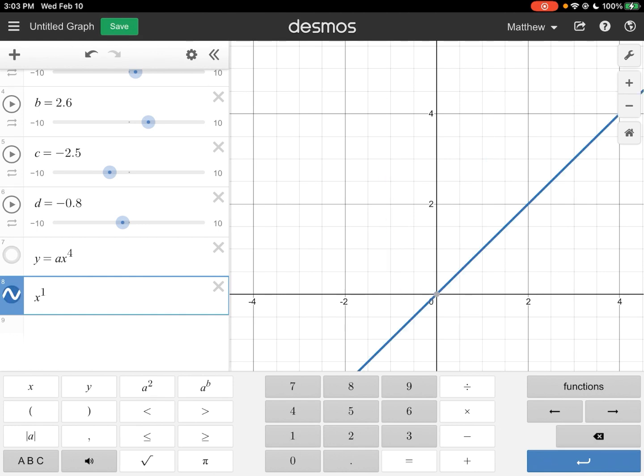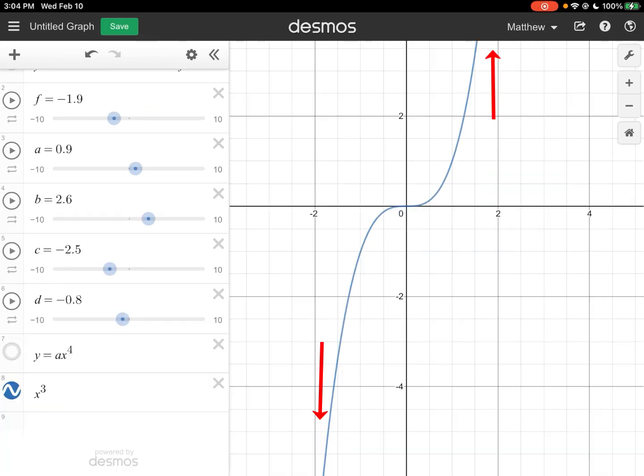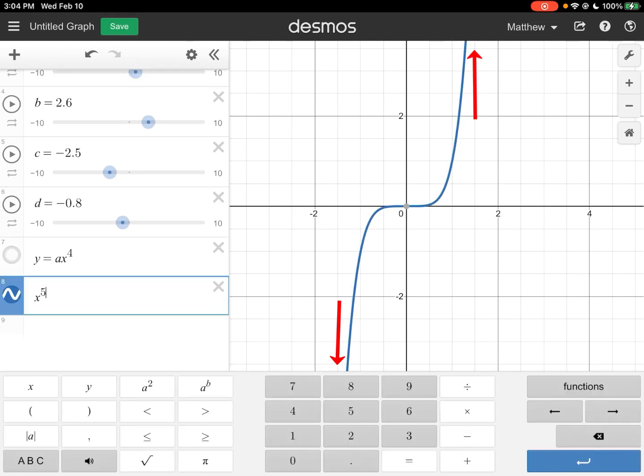Now let's explore some basic x to the odds, x to the 1. Notice the ends go opposite directions. The left side goes down and the right side goes up. Let's do x cubed. The left end points down and the right end goes up. X to the 5th. The left end points down and the right end points up.